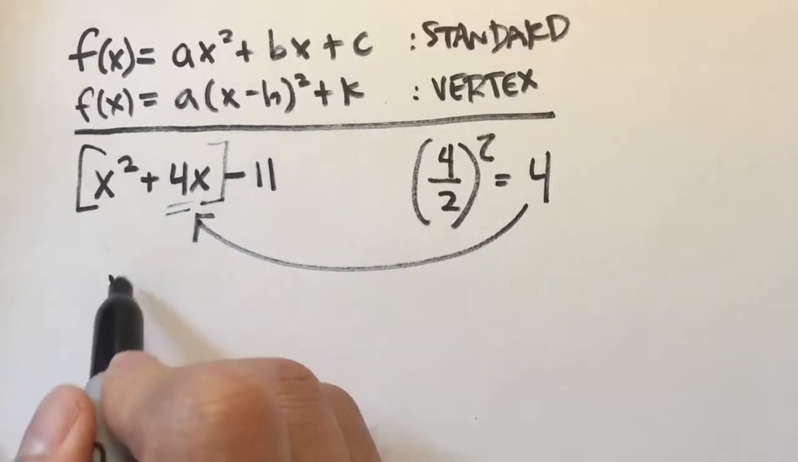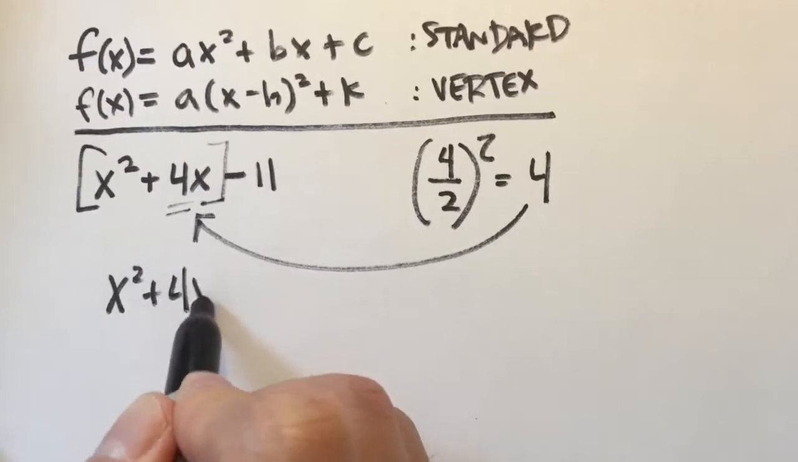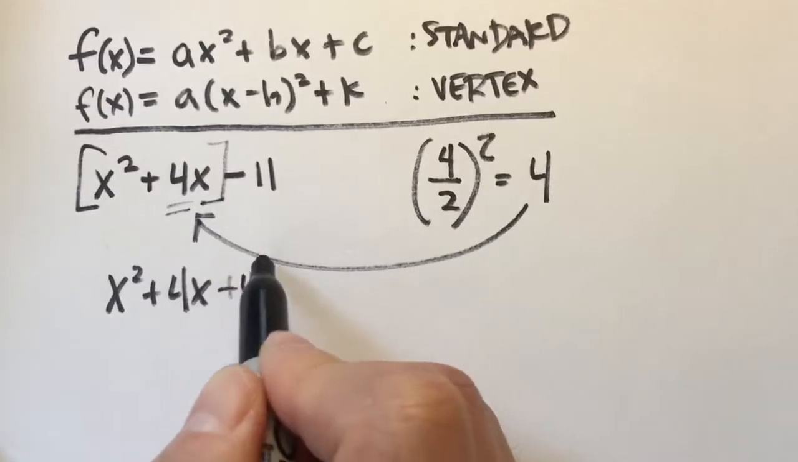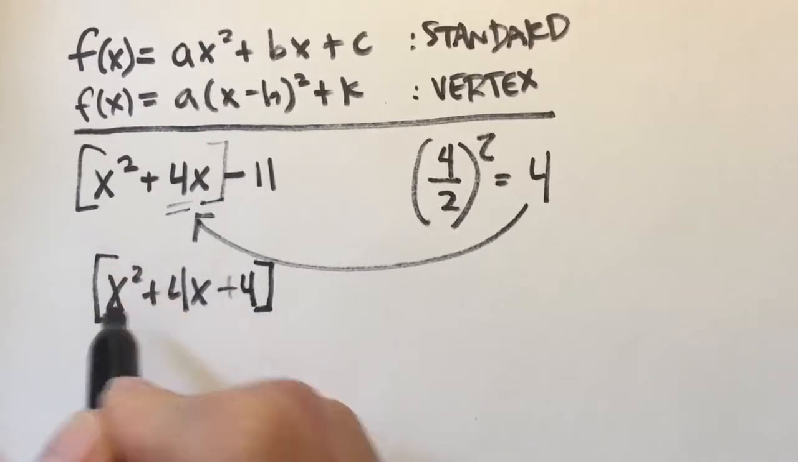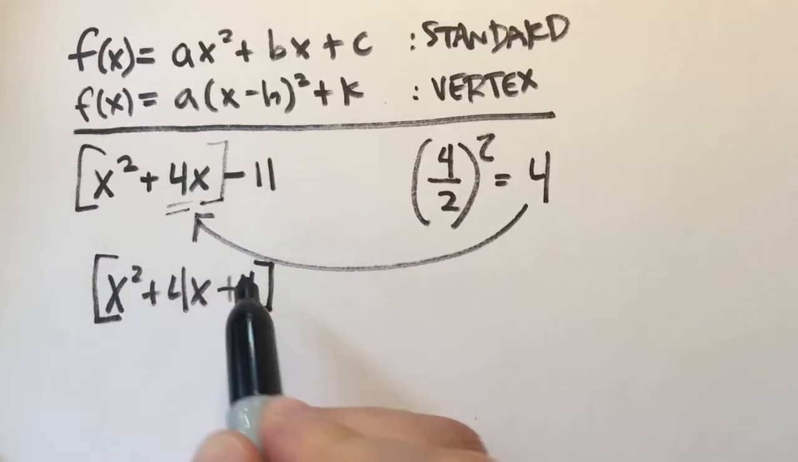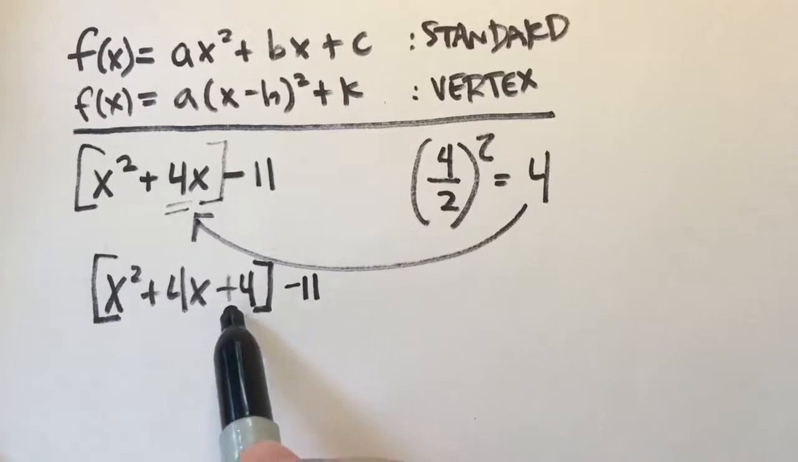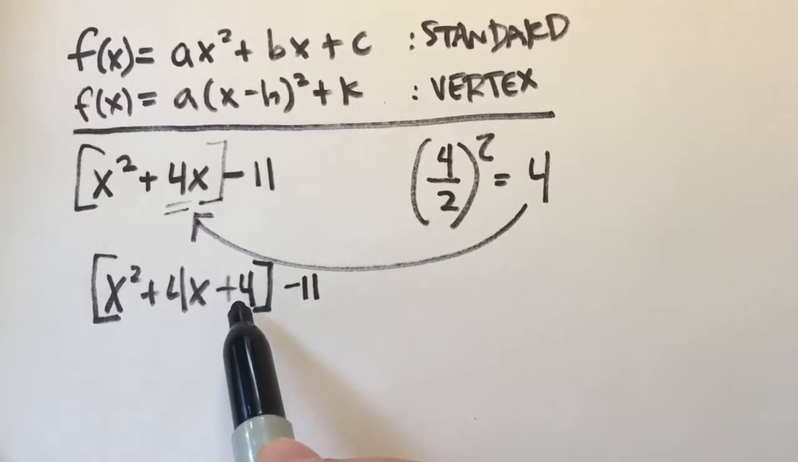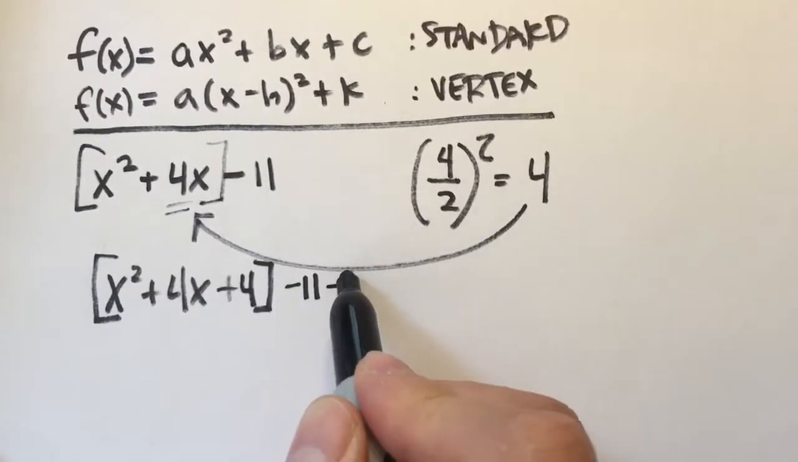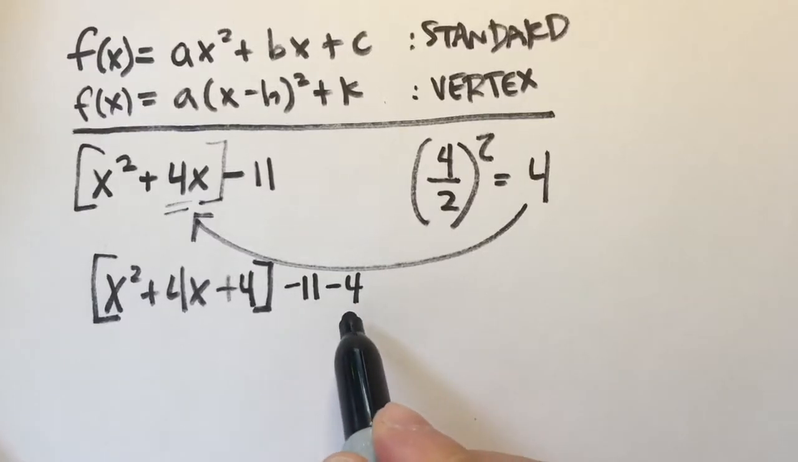So this becomes x squared plus 4x plus 4. And again, I'm going to maintain that bracket. But remember, since I'm going to subtract the 11 and I added 4, I'm going to need to subtract the 4 from the final term c.